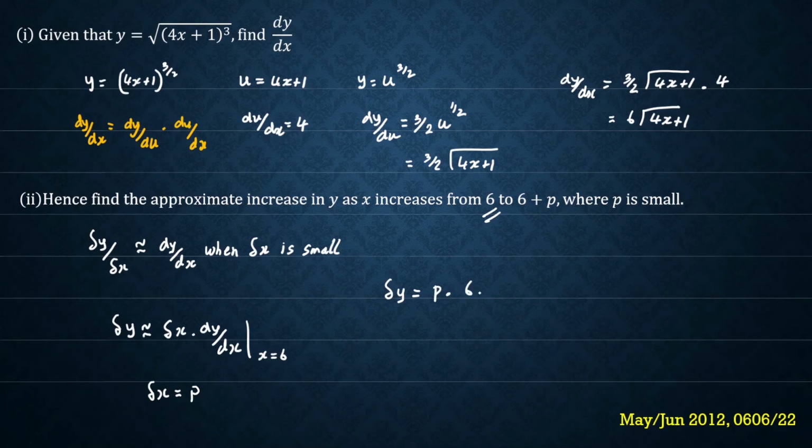That will give us delta y equals delta x, which is p, times dy/dx when x equals 6. So we'll have 6 times the square root of 4 times 6 plus 1. That will give us 6p times the square root of 4 times 6, 24, plus 1, 25. And the square root of 25 will be 5. So when x increases from 6 to 6 plus p, the approximate change in y will be 30p. This is your final answer.